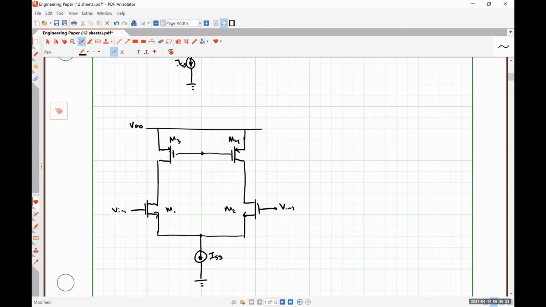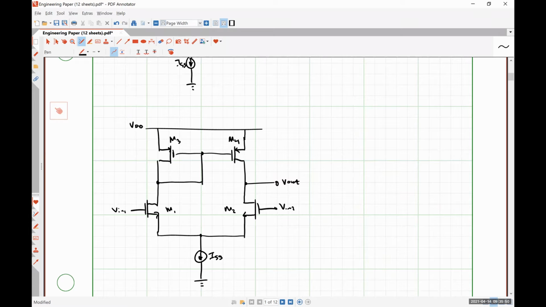So the thing that we are going to change is we are going to make transistor M3 diode connected and take our output at the drain of M2. So what we have done here, in effect, is load our bottom stage with a PMOS current mirror, okay?